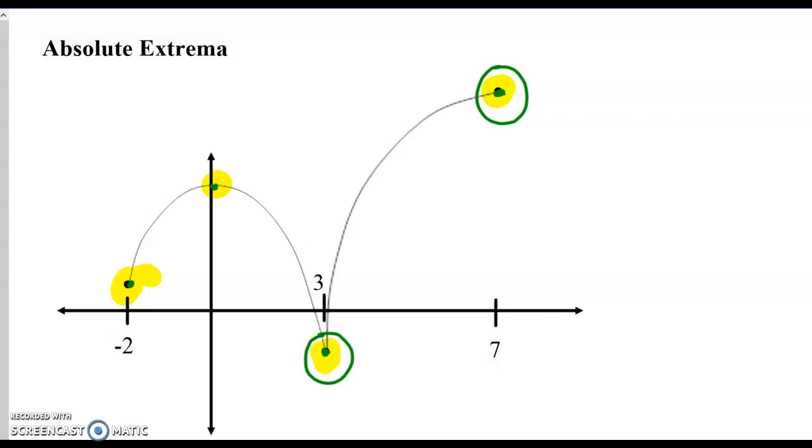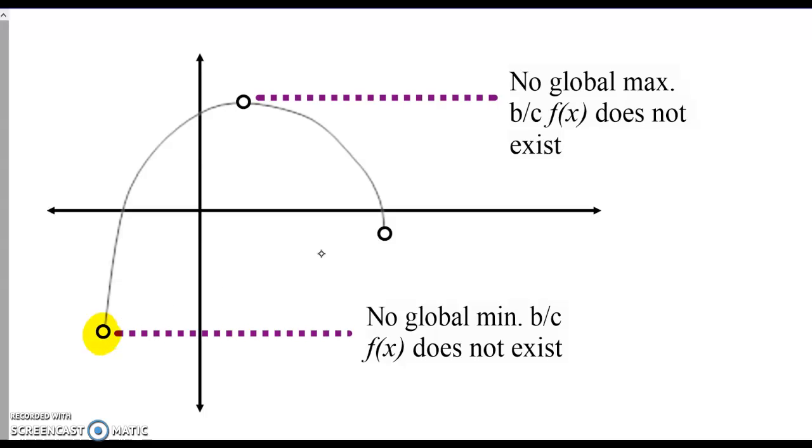Let's look at the next diagram. Okay, we see the endpoints here and here, although we can see that they're holes, they don't exist. And we also see right here where there'll be a change in direction of the graph. Now, it's highlighted that there's no global maximum because f of x does not exist at that high maximum point. Same with this minimum here, no global min because f of x does not exist.